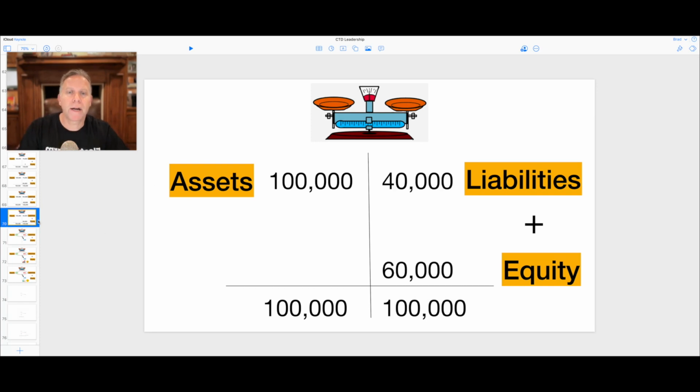Let's flip it the other direction. What if the assets are again 100,000, but the liabilities only tally up to 40,000? That means the equity is 60,000. That means things are better than in that very beginning example.